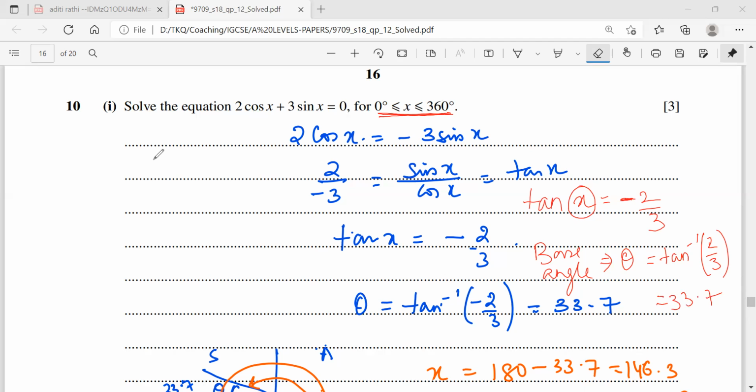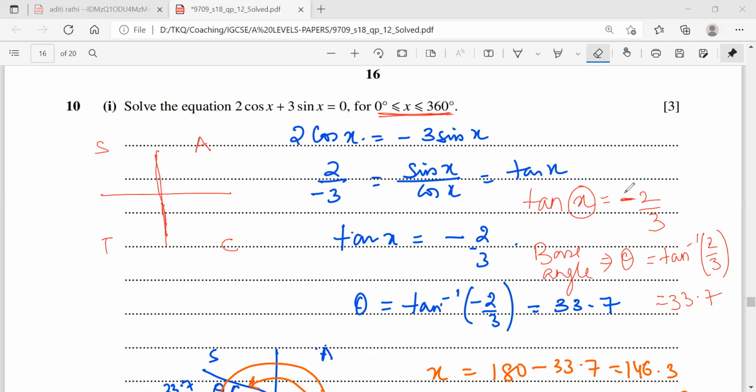Now the next step is we will make this. All right. So base angle means we remove the negative sign. You will always remove the negative sign. Okay. Now I'm going to write this, I call it a grid. So ASTC we will write on the grid.